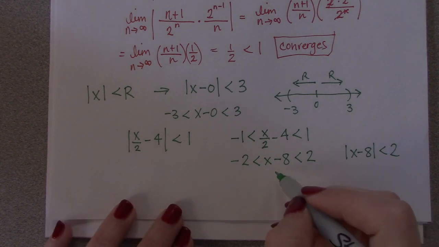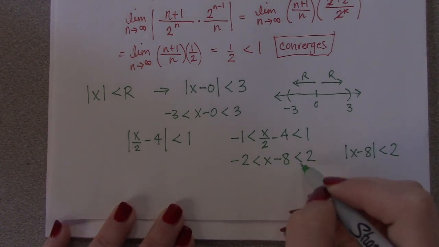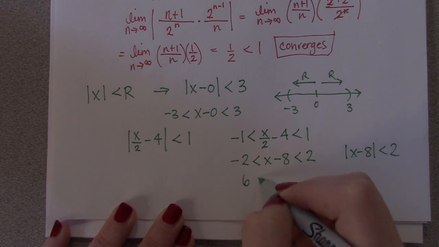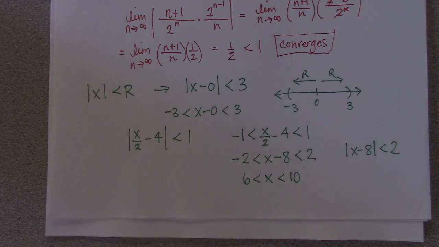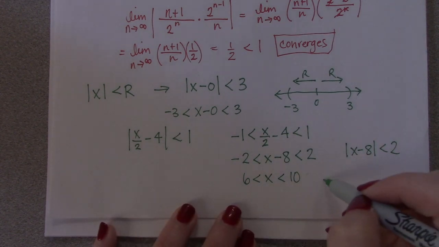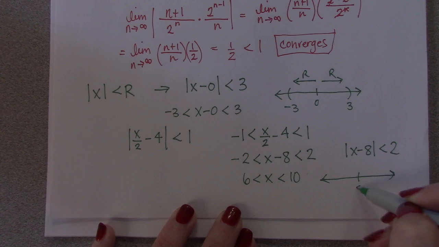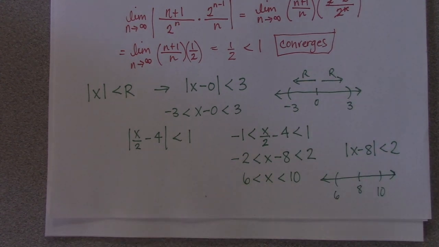And if I look at my endpoints here, I can finish this inequality off by adding 8 to everything. So I would get 6 < x < 10. The middle of that is 8, and it is 2 spaces from each number. So when you draw this out on a number line, there's your center, there are your endpoints, 6 and 10, and you can see the radius is in fact 2 away from those. You would have to then check the endpoints for convergence if we asked you to return the interval. We know it's going to converge everywhere between these values. We just need to check.